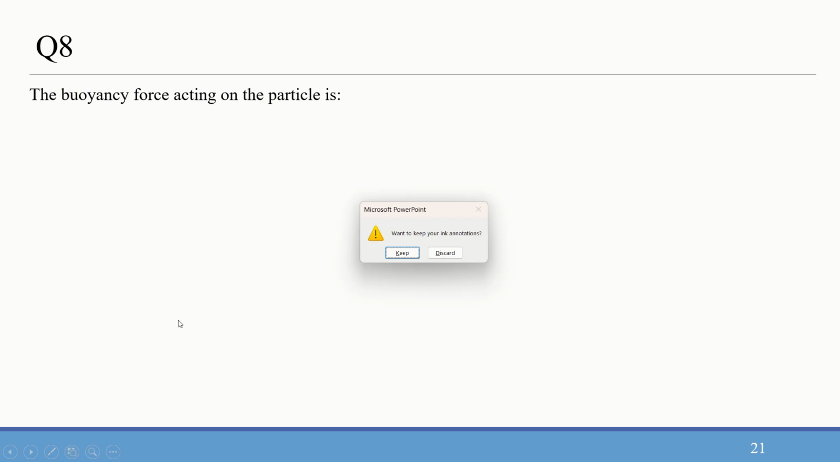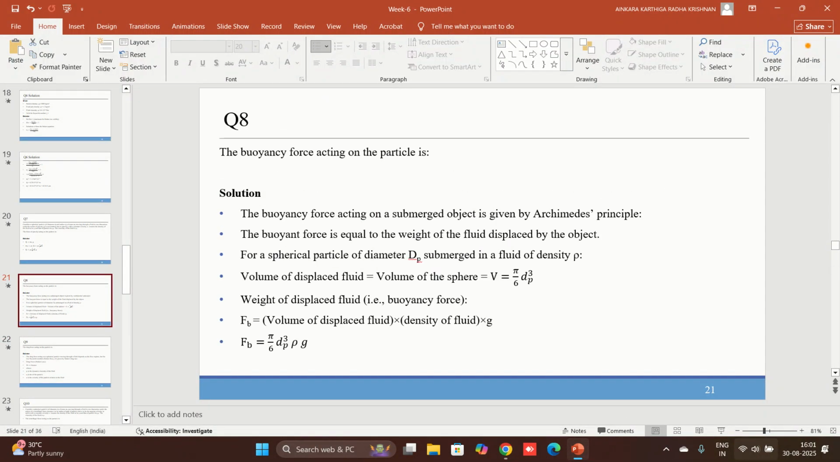Now let us go to question 8. The buoyancy force acting on the particle is dash. Before moving on to this particular problem, we'll take a short 5 minute break. Time now is 4 o'clock. We will resume by 4:05. Okay, all right. Thank you.